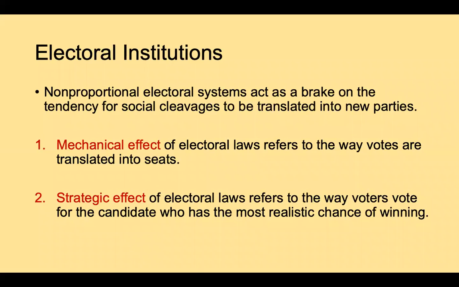There are 2 ways that non-proportional electoral systems act as this brake on these tendencies for social cleavages to be translated into new parties. The first one is a mechanical effect. And this refers to the way that votes are translated into seats. Obviously, in a winner-take-all single-member district system, the candidate who wins the most votes wins and takes the whole constituency. That means everyone else, even if they narrowly lost to that first-place candidate, gets no representation or gets no seats in that district.